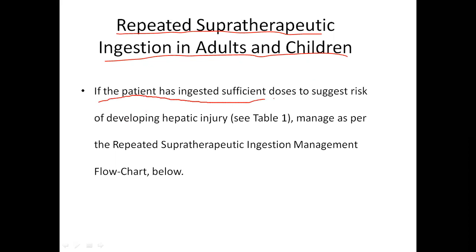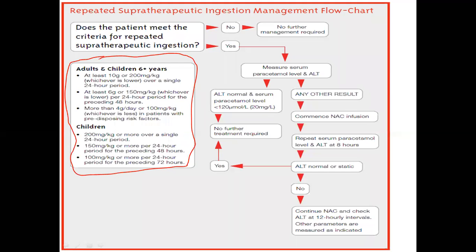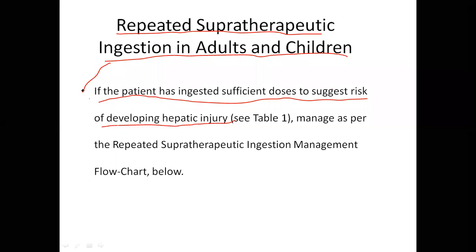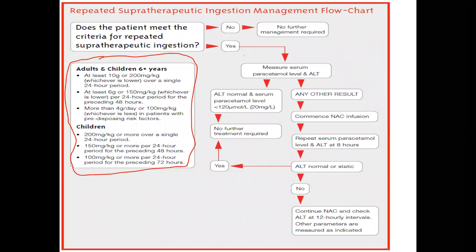If the patient has ingested sufficient doses to suggest risk of developing hepatic injury, this table is already mentioned to you in the previous slides. How can you say this is a repeated supratherapeutic injection? At least 10 gram or 200 mg per kg over 24 hours. So if you know that the patient has ingested sufficient doses to suggest the risk of hepatic injury, then we have to manage the patient as per the repeated supratherapeutic injection management flow chart. This is the chart.